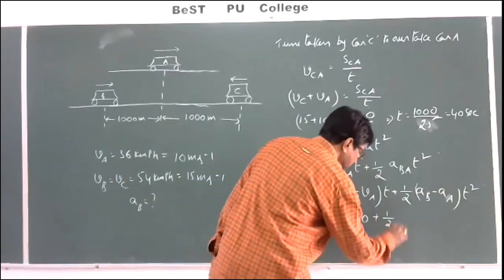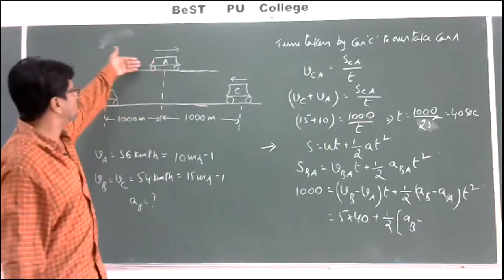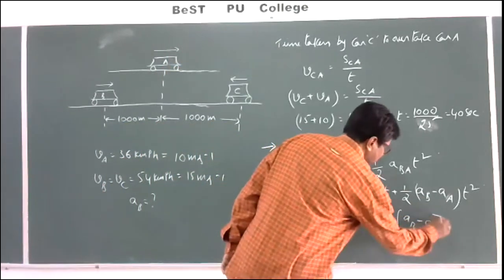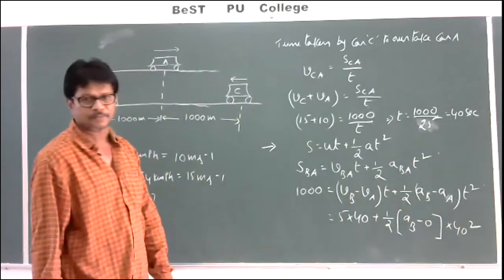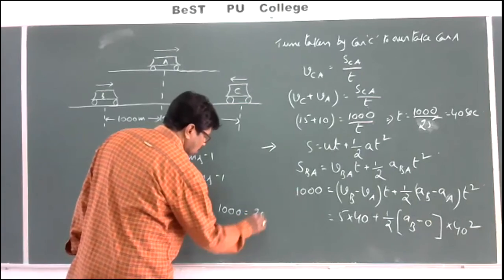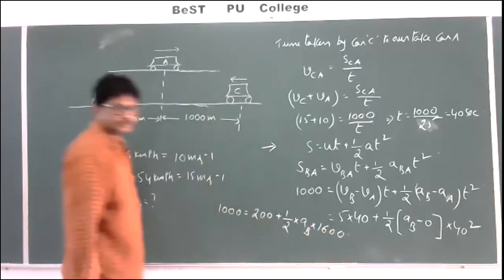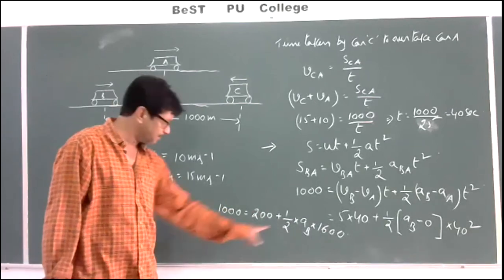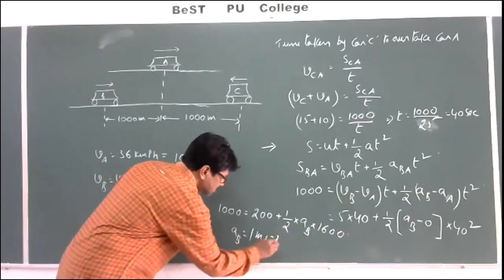Plus half, acceleration of car B which we need to find, minus acceleration of car A. Car A is moving with uniform velocity only. There is no increment in its velocity, so the acceleration of car A is 0, into T square, T is 40 square. Now if I further simplify, 1000 is equal to 5 times 40, which is 200, plus half AB into 40 square, which is 1600. Now 1000 minus 200 is 800, and 1600 by 2 is 800. So the answer will be 1 meter per second square.